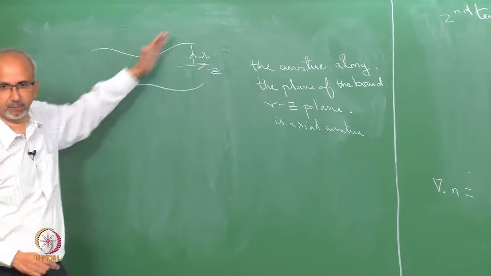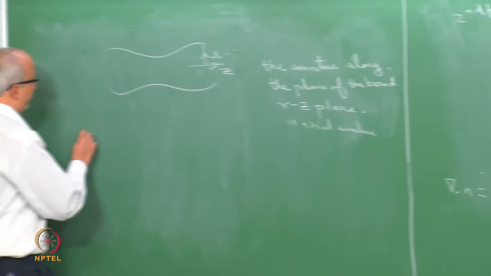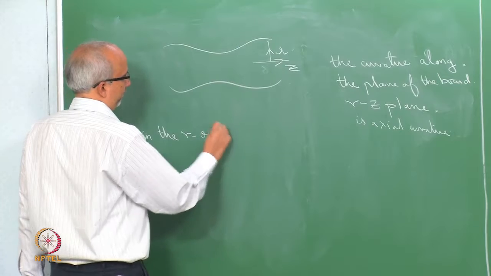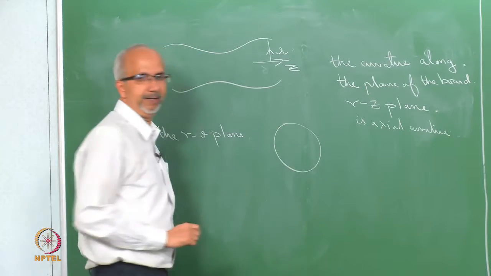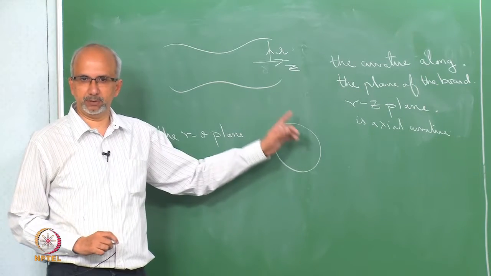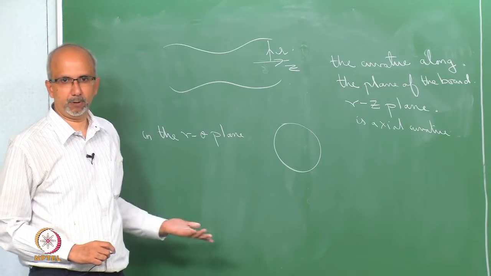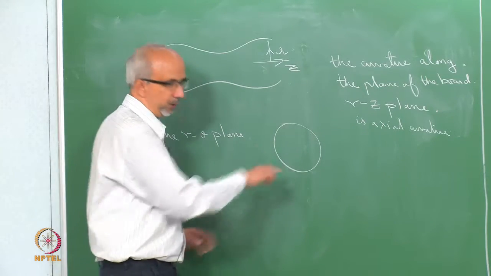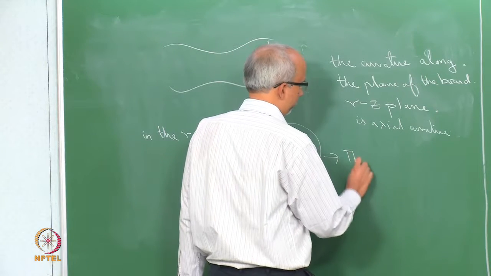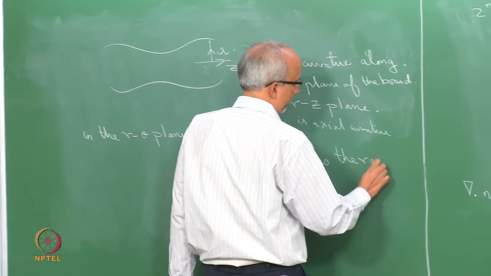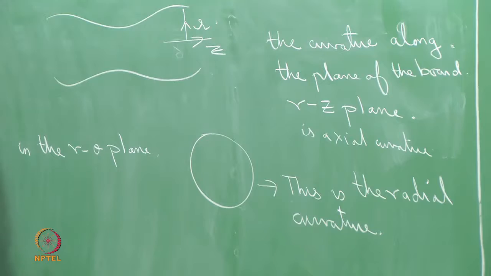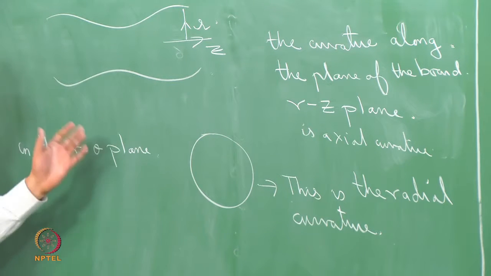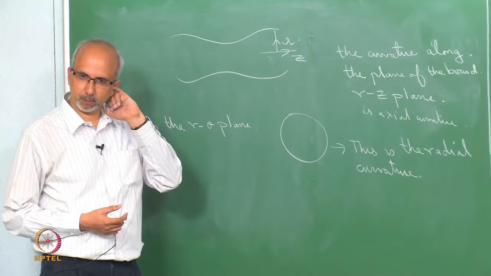And this is my F of Z, remember, this is F of Z. So this is associated with my F double prime. In the R theta plane, the R theta plane is actually perpendicular to this. It's circular. Why do I say it's circular? Because I've assumed theta symmetry. If you want, you can assume non-circular, but basically in R theta plane, this is the shape. So there's a curvature of the cross section, and this curvature is the radial curvature. So there are essentially two effects. One is the radial curvature, one is the axial curvature, and both of them together give you the actual curvature which you have to include in the problem.